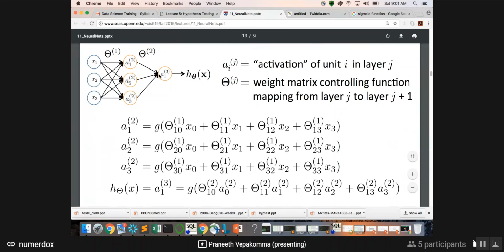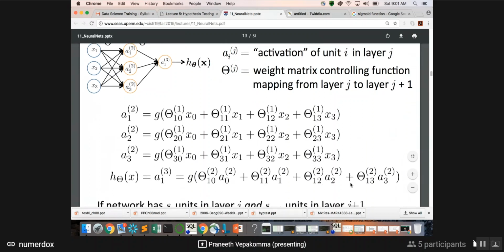Now again, same thing happens here. Everything gets collected here. So you are doing the weight on this arrow times A1, the weight on this arrow times A2, the weight on this arrow times A3. You're summing up all those three. Again, you apply the activation function, which is what is shown here.